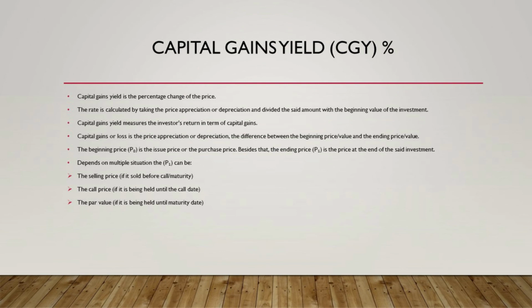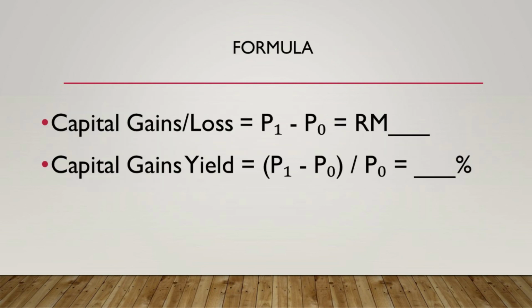The last yield is capital gains yield. Capital gains yield is the percentage change of the price. The rate is calculated by taking the price appreciation or depreciation and dividing the said amount with the beginning value of the investment. Capital gains yield measures the investor's return in terms of capital gains. Capital gain or loss is the price appreciation or depreciation, which is the difference between the beginning value and the ending value. So this is the formula for capital gains yield.